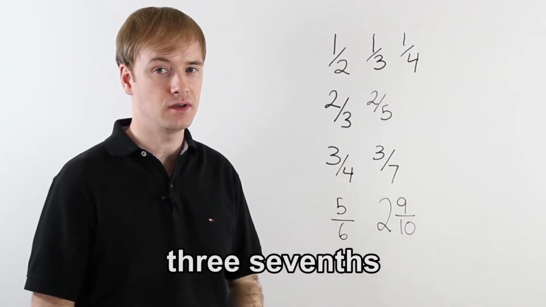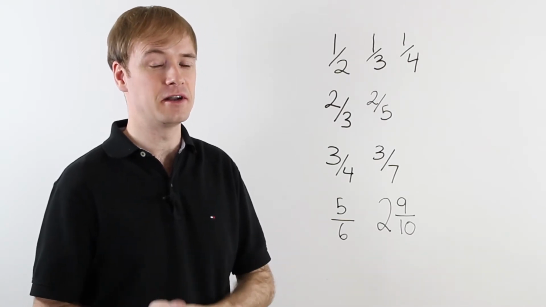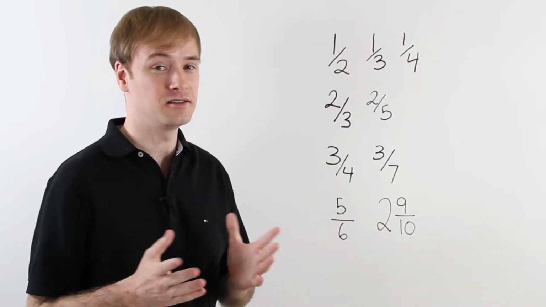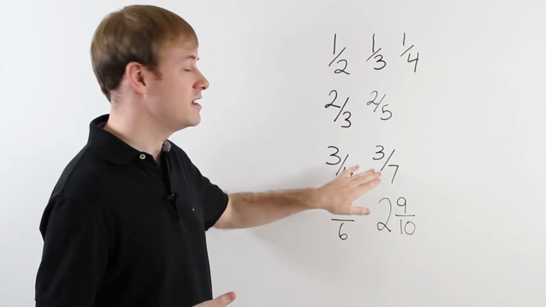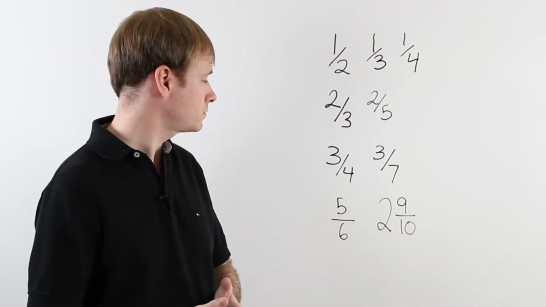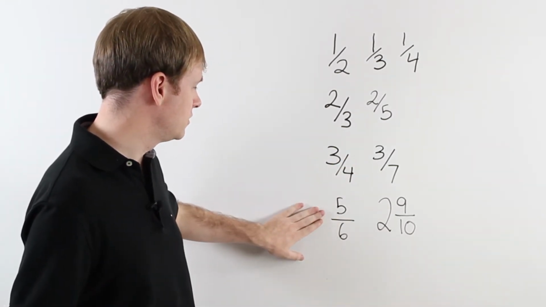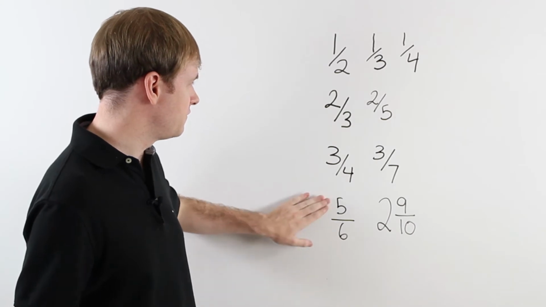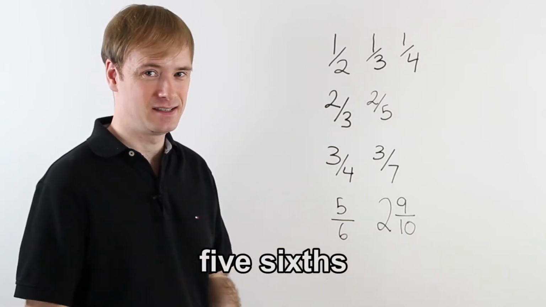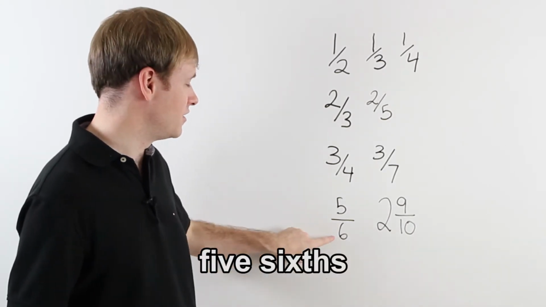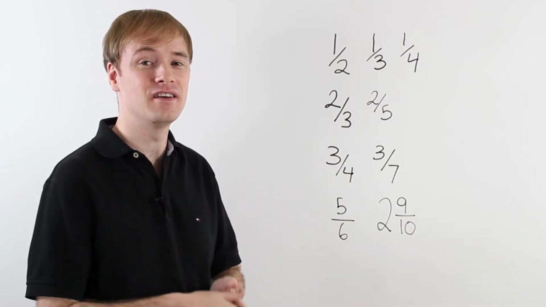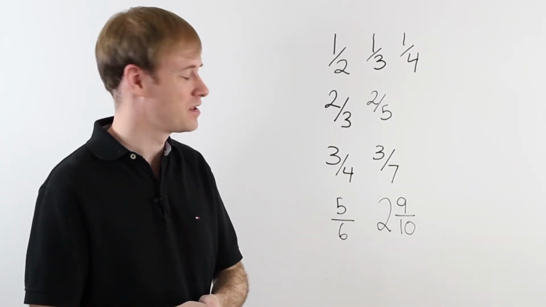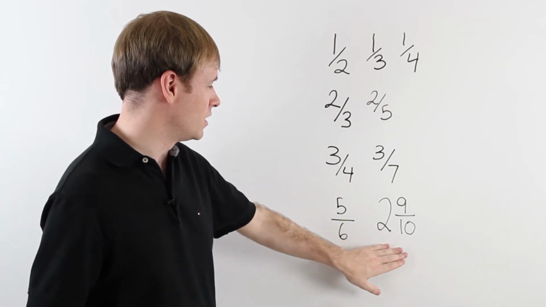What's this? 3/7. Okay. They're very difficult to pronounce. I know, it takes a lot of practice. 3/7. All right. The last line. What's this? 5/6. Okay. This is very difficult to pronounce. 5/6. And the last one.